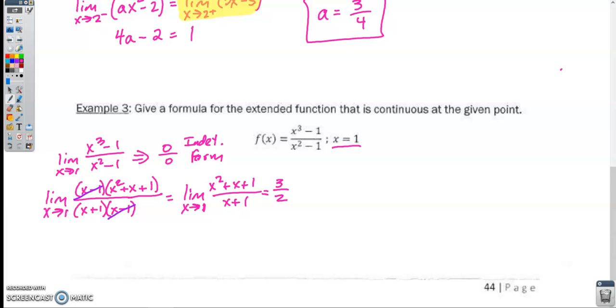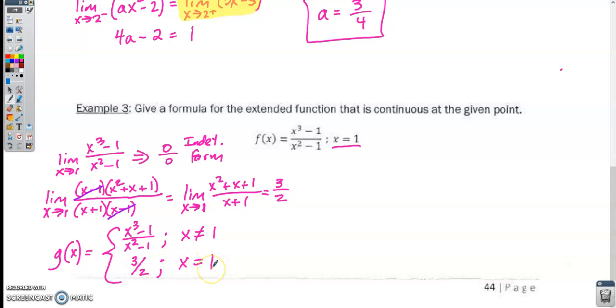And so we can write a continuous extension for this function by saying, okay, here's my continuous extension g of x. It's going to be the original function f of x everywhere where x does not equal 1. But where x equals 1, I need this value to be 3 halves. And that's going to fill in the hole. And so that's a good way for us to write a continuous extension. Say that it's equal to the original function everywhere except for at that point of discontinuity, and then it's this numerical value at the discontinuity.